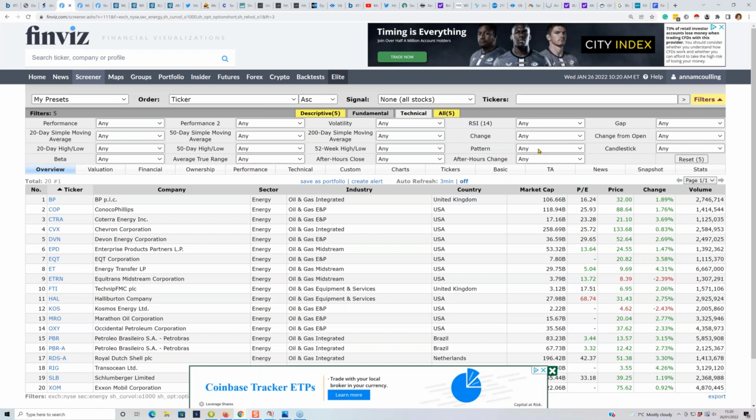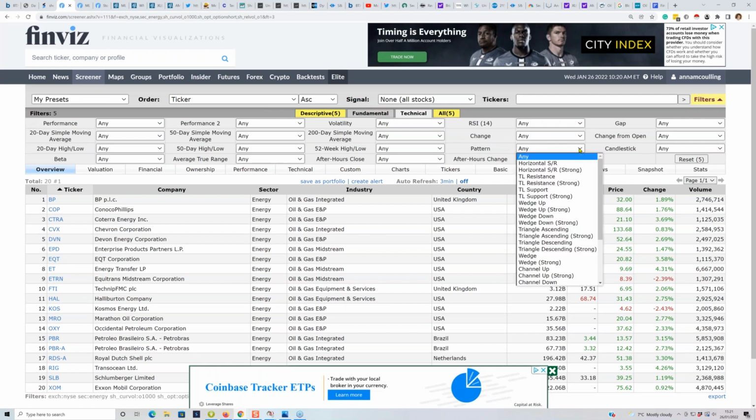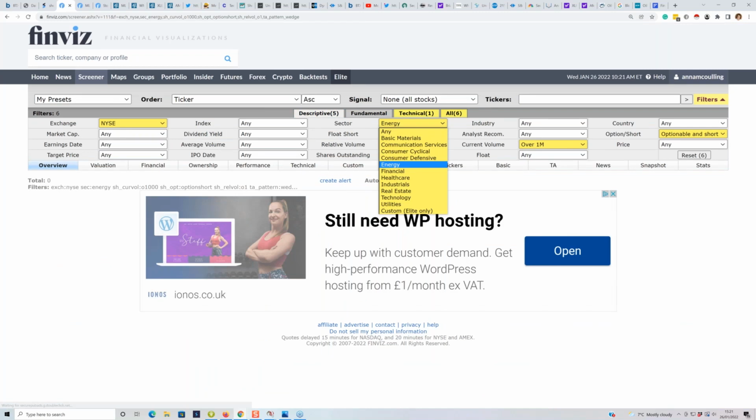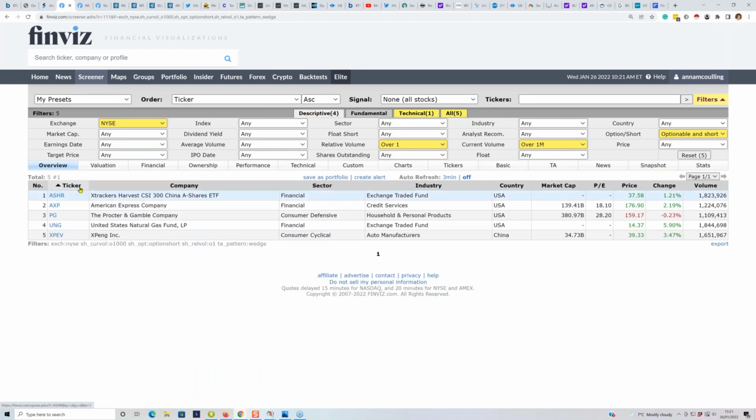So what I'm going to have to do is go to my chart. Let me just go quickly. I just want to explain what I mean by a wedge pattern. Let's put wedge here. Let's go back to description. Let's go any, and just to show you what I mean. Right, okay.